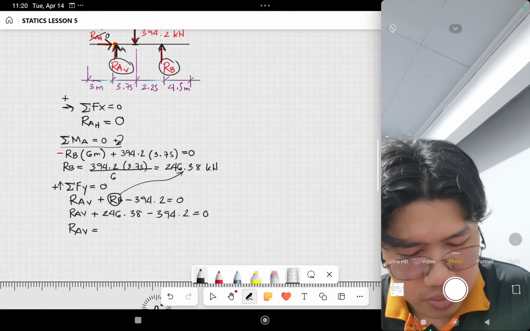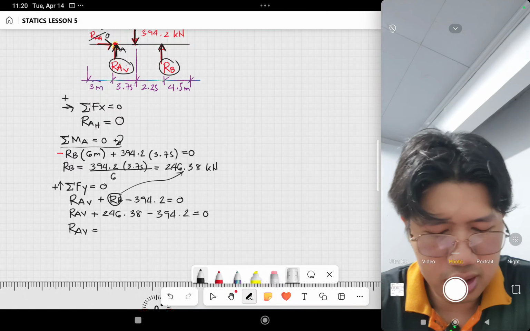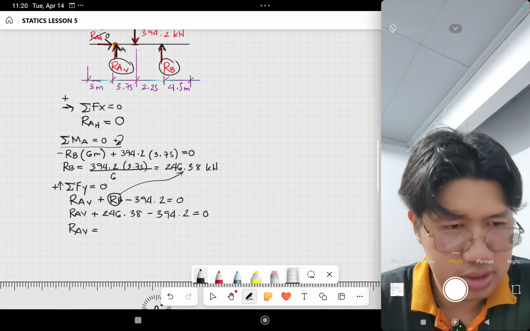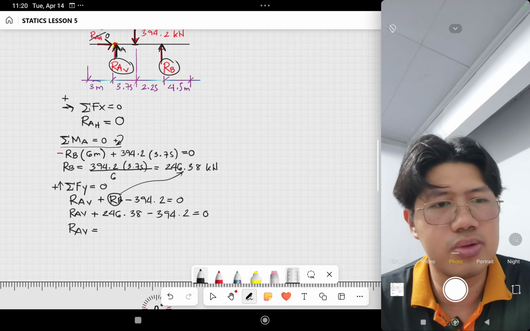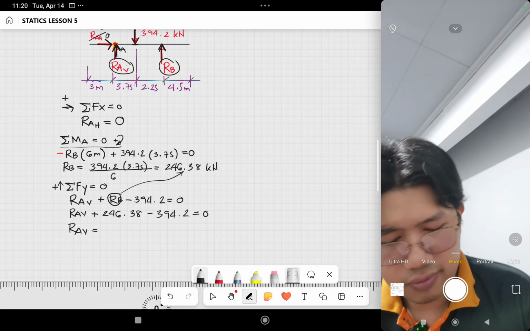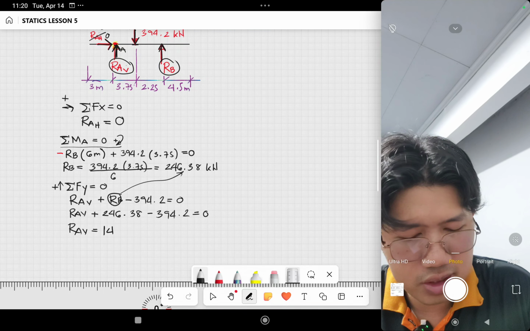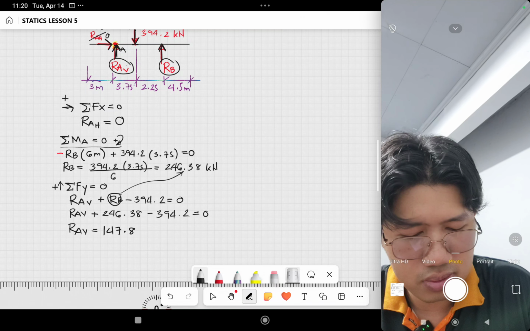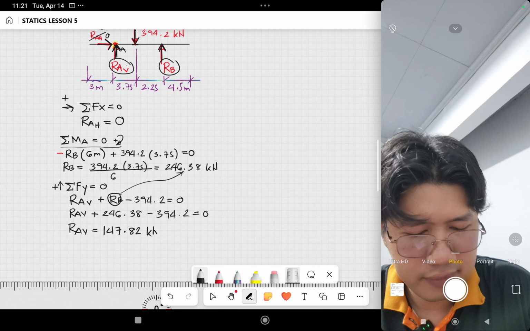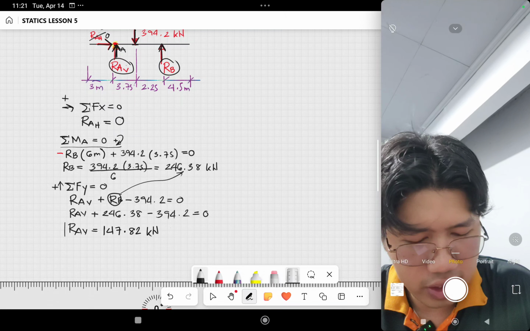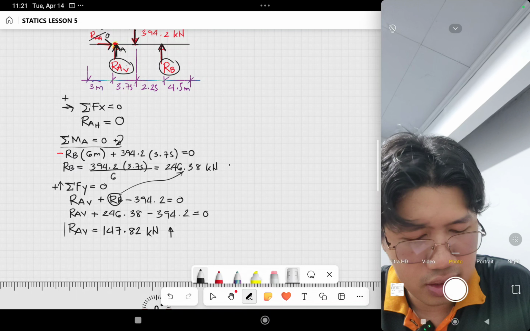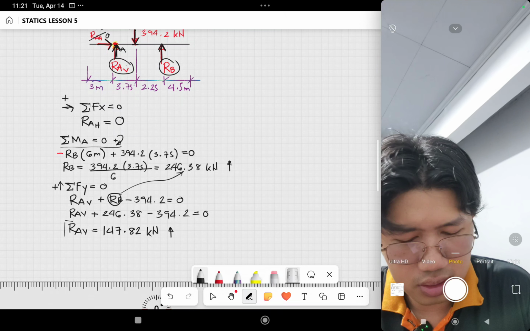So RAV is equals to, we just transpose yung mga numbers. Okay, so we have negative 246.38 plus 394.2. We have RAV equals to 147.82. Okay, so the direction nitong nakuha natin is upward.